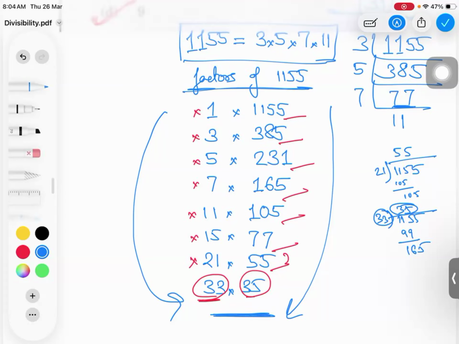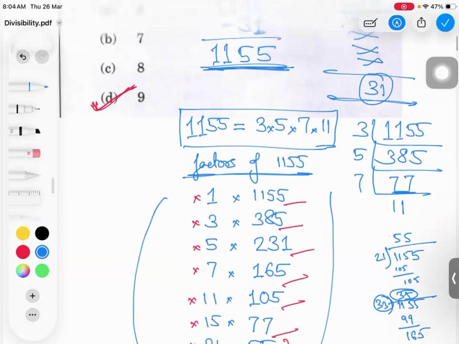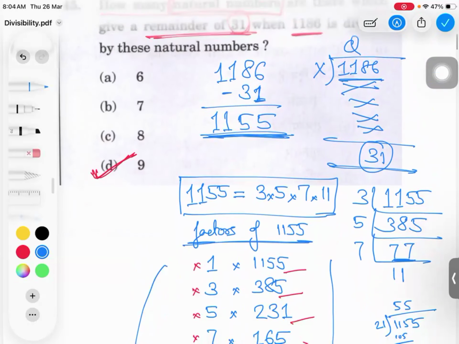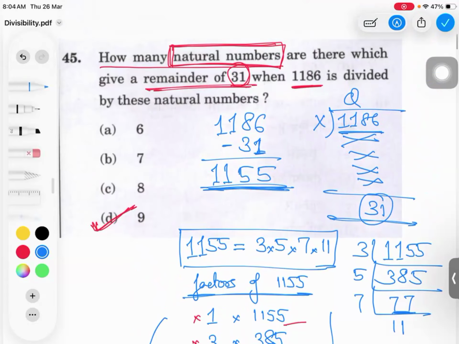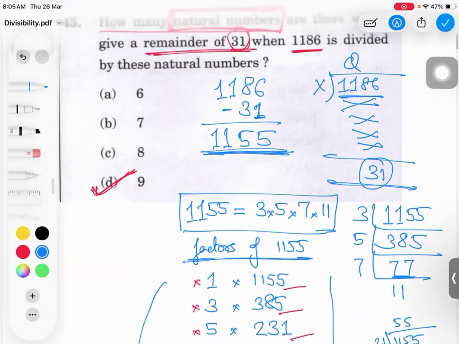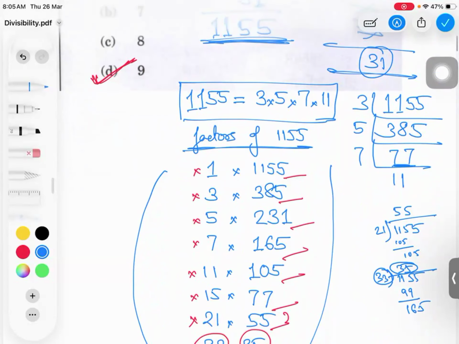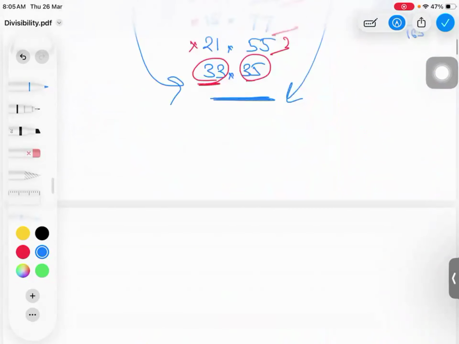Okay, and after getting all the factors, we had this common sense that numbers smaller than 31 cannot be there, because numbers smaller than 31 will never give 31 as a remainder. And then we counted it, it is 9. So very good question, very complex question, very conceptual. Two or three concepts were tested in a single question. So just tell me, guys, it is 8-5.